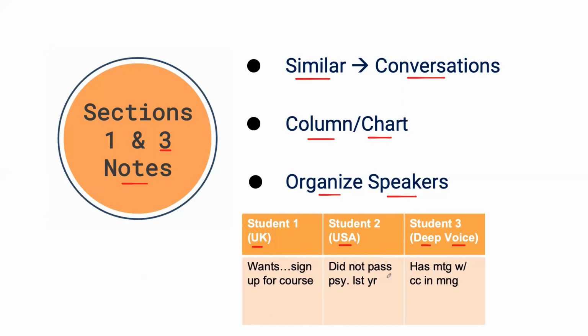And then here I've just written some various notes. So for example, once... sign up for a course. In this case, maybe this student wants to sign up for a course, but I don't want to write any unnecessary words because it's quick and it's fast-paced. So I've written these 3 dots here. Let's say student 2 did not pass psychology last year. These are my abbreviations. I understand them, and that is all that matters. Student 3, deep voice. Let's say he has a meeting with a career counselor in the morning. Okay, again, these are abbreviations.